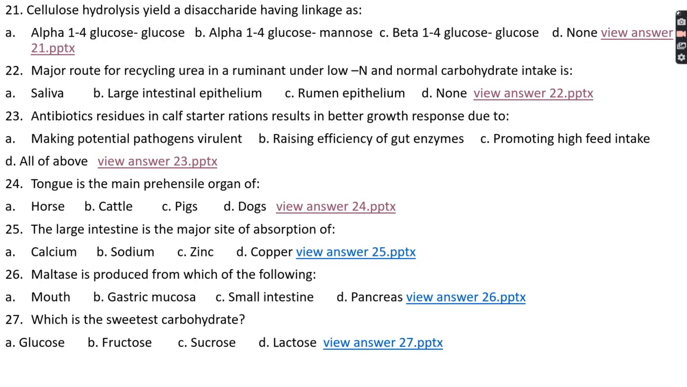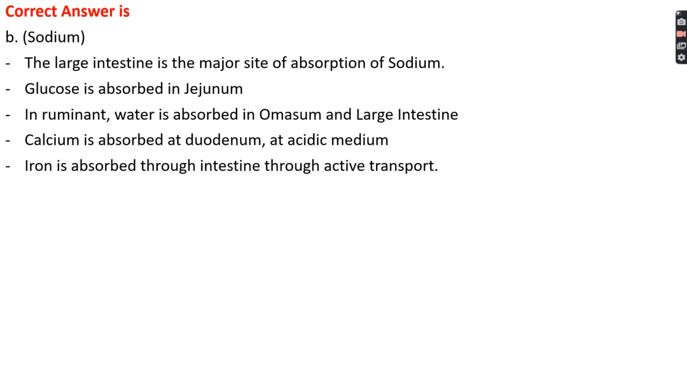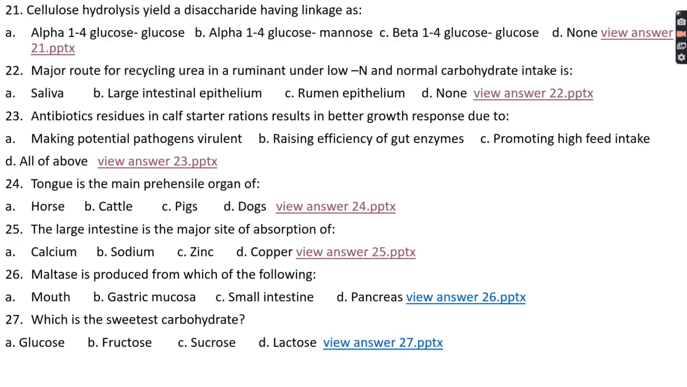Question number 25. The large intestine is the major site of absorption of option A calcium, option B sodium, option C zinc, option D copper. The right answer is option B, that is sodium. The large intestine is the major site of absorption of sodium. Glucose is absorbed in jejunum. In ruminants, water is absorbed in omasum and large intestine. Similarly, calcium is absorbed at duodenum in acidic medium, and iron is absorbed through intestine by active transport.